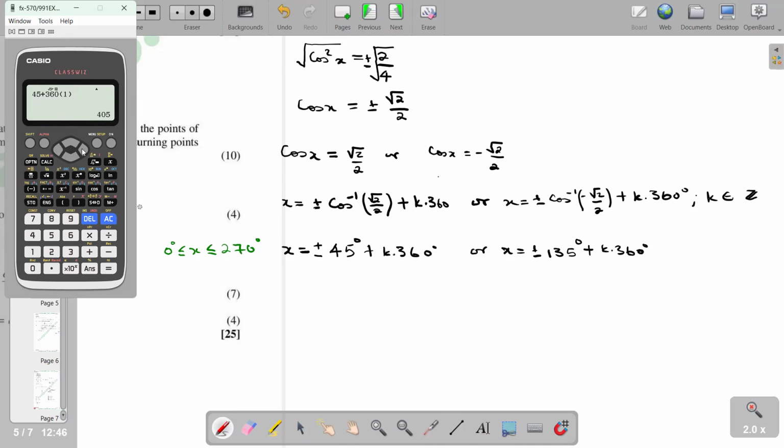Now let's go and use the one which is having minus 45 degrees plus, because we started with the one with. So if we use that, let's substitute 1. What are we going to get? It's 315, which is outside this range. Let us substitute 0.